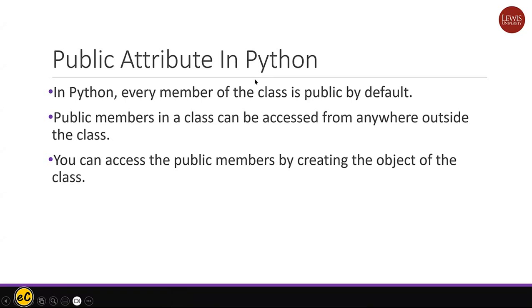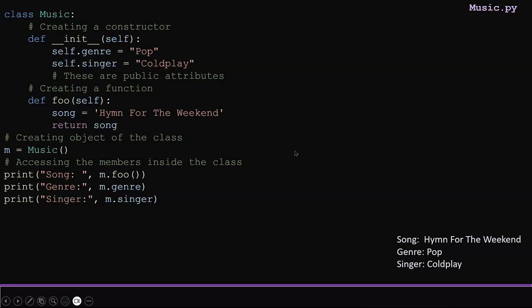So default in Python, if you don't write anything, that would be public. Okay, that would be public. So here you have the music class init. You have the foo function, so you can run the foo function. You can actually print out the generic variable. You can print out the singer.